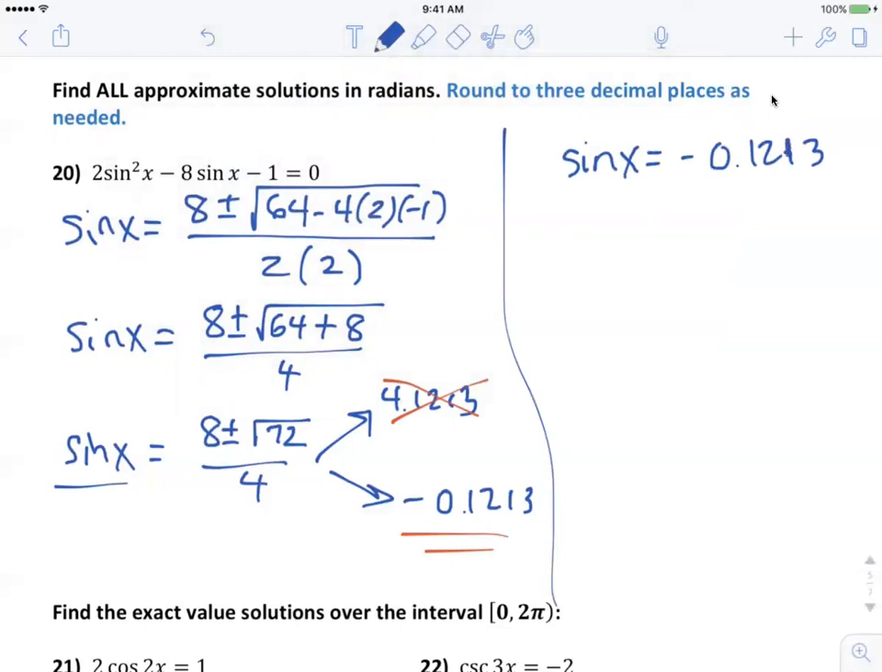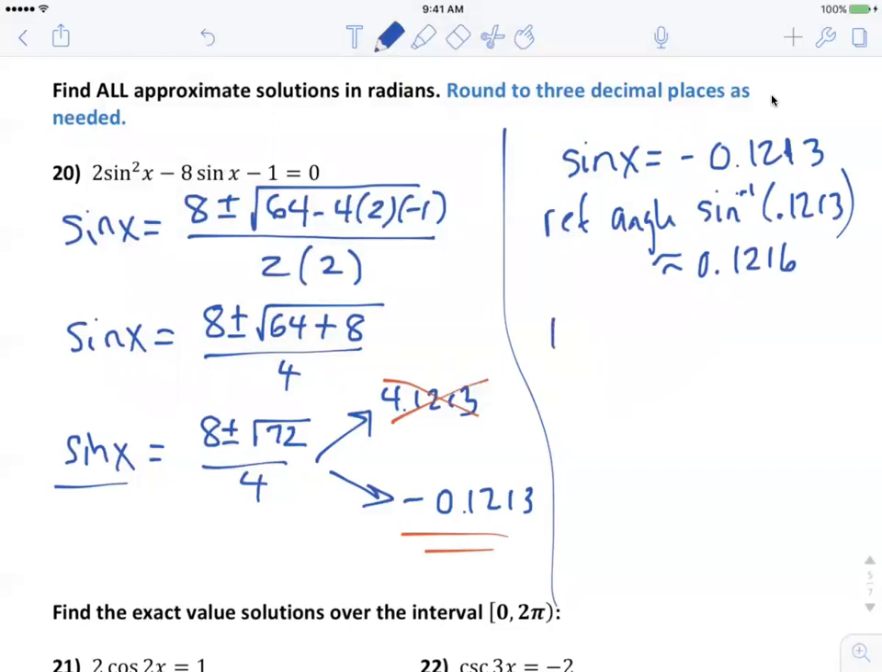Sine is negative in quadrants 3 and 4. So that's where my answers are going to come from. But the first thing I got to do is get a reference angle. And the reference angle is going to be sine inverse of that number, just without the negative. Right? And now in your calculator, you're doing sine inverse. Make sure you're in radian mode. And this is going to be approximately 0.1216. Okay, there's your reference angle.